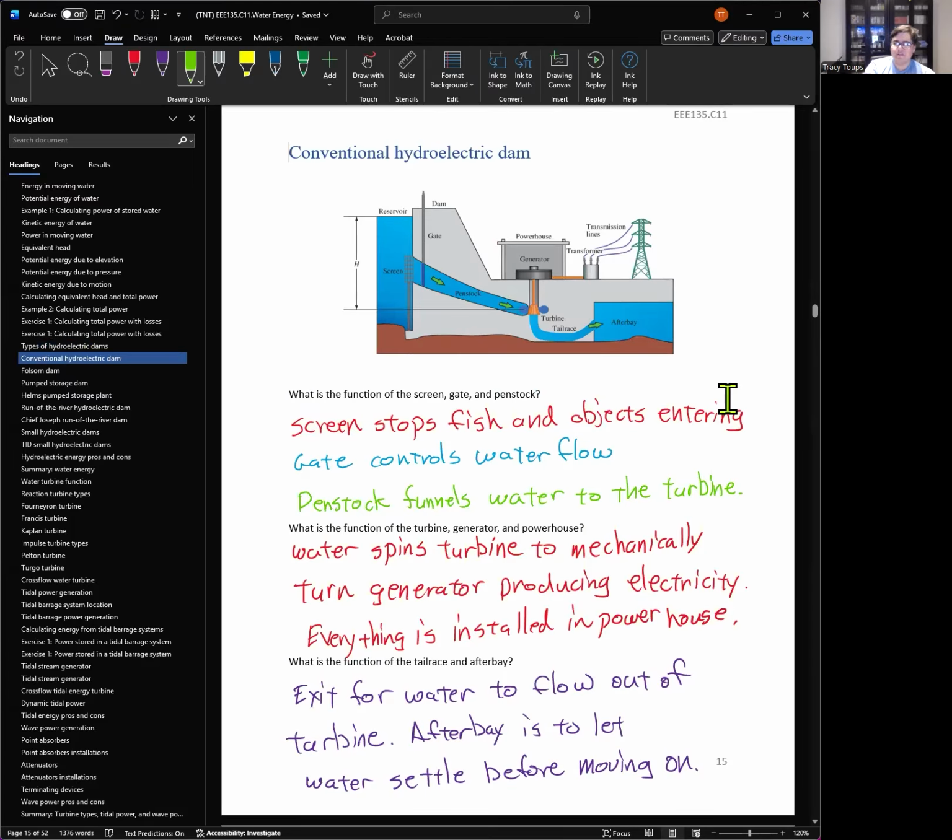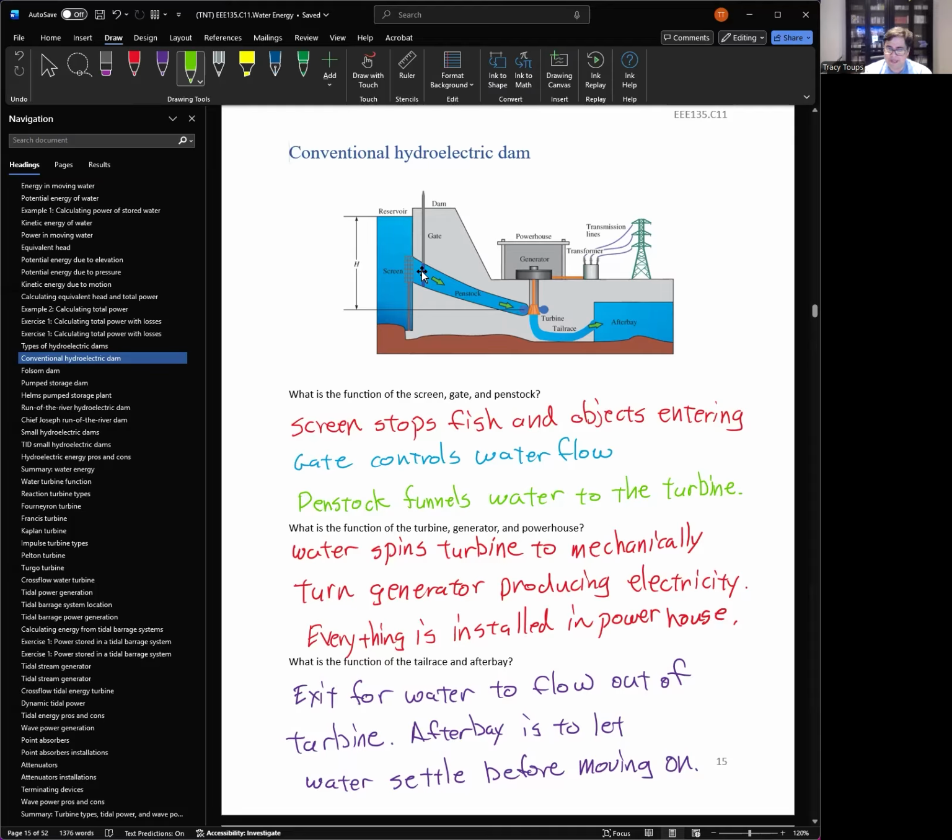So, standard conventional hydroelectric dam: you get the main concrete wall with a reservoir behind it. You've got a screen, the penstock, turbine, generator, powerhouse, and a step-up transformer to the main grid. After the water comes out of the turbine, you have a tailrace or exit pipe, and it goes to the afterbay and flows downhill to the rest of the river, eventually to the ocean.